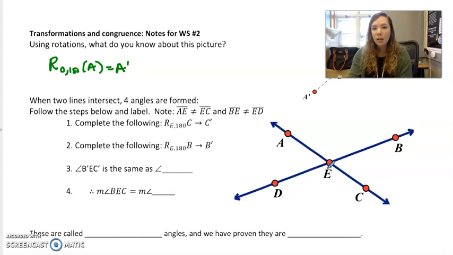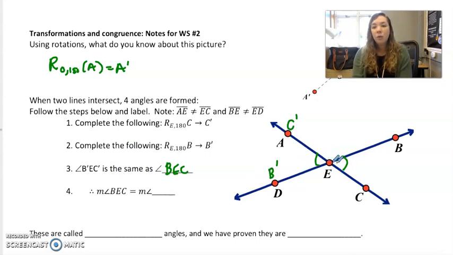If I rotate C about point E of 180, I would land on C prime, which is the same as A. And if I rotate point B around E of 180, I would get B prime, which would be the same as point D. So angle BEC prime should be the same as BEC. So we're saying that these two angles would be congruent. And really, this is the start of a proof.